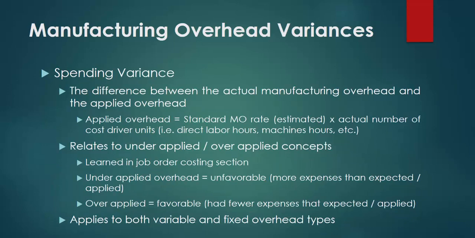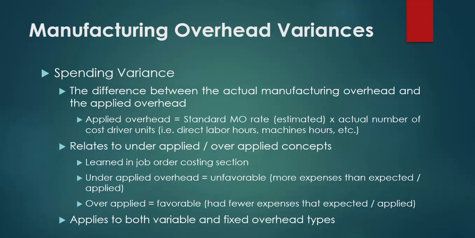As mentioned in the previous slide, there is a spending variance, and this relates to the amount of money spent on the overhead. As you know by now from other lectures, companies keep a manufacturing overhead account, and they put actual expenses in as debits, and then they apply it and take it out and post the expenses to WIP based on an estimate.